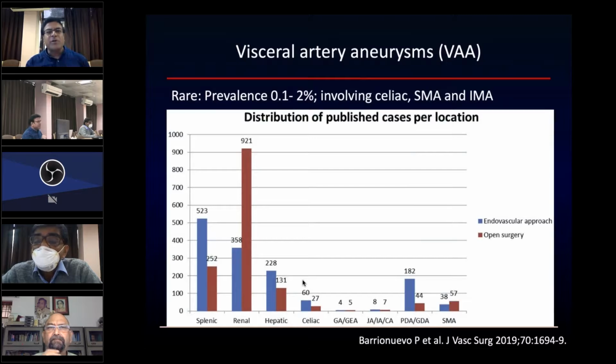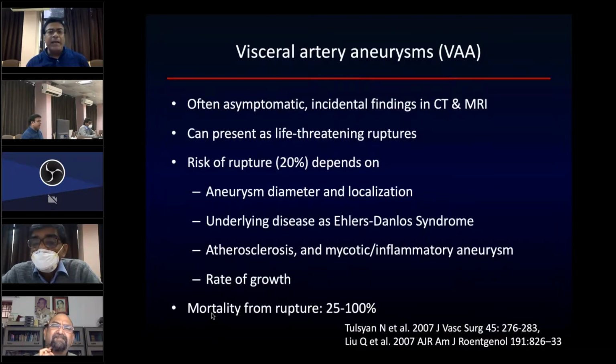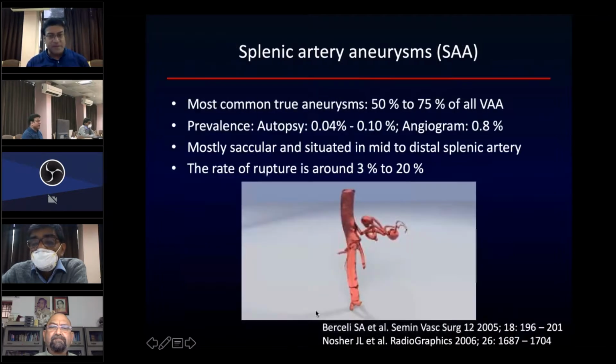If we see the prevalence of pseudoaneurysm, it's 0.1 to 2%. Primarily, what we see in our department is a splenic artery pseudoaneurysm, the most common aneurysm that we see. These aneurysms are usually asymptomatic, incidental findings, with a high risk of rupture to the tune of 20%, depending upon their diameter and location, the underlying disease like atherosclerosis or mycotic aneurysm, and rate of growth. Mortality if it ruptures may be very high, to the tune of 25 to 100%.